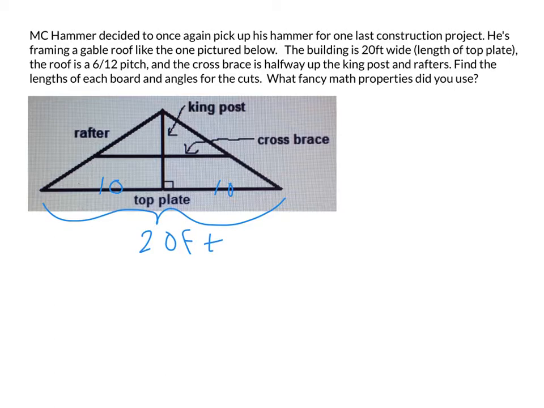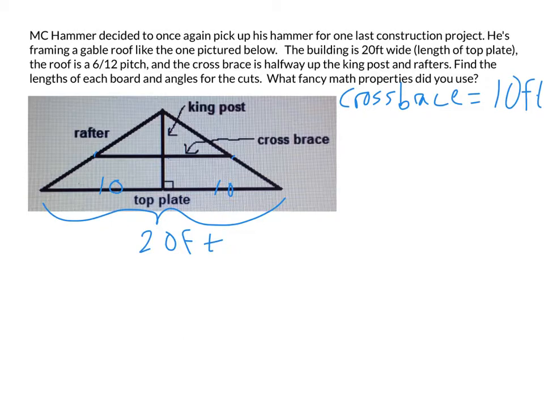Now, it says that the cross brace is halfway up. Well, if it's halfway up, that means it's to the midpoint here, to the midpoint here. That's a mid-segment of the triangle. And I know that my cross brace is then half the length of that top plate because it's halfway up. It's a mid-segment, so it's 10 feet. Awesome. So I got my cross brace already. I do need to figure out the rafter lengths, and I also need to figure out the king post.